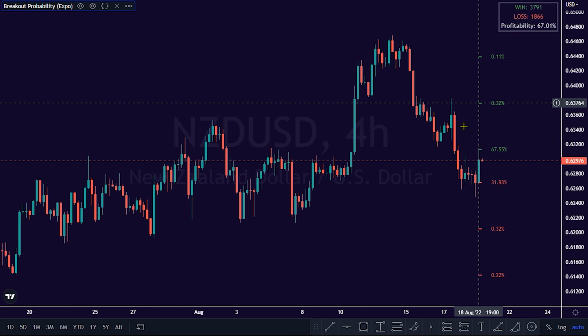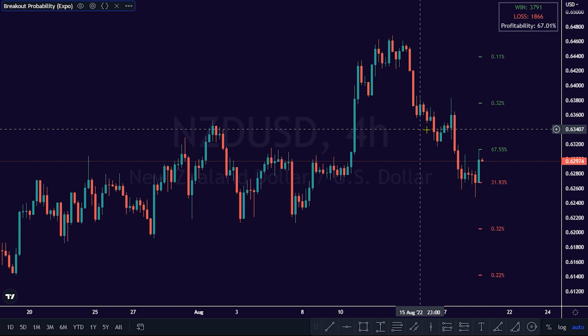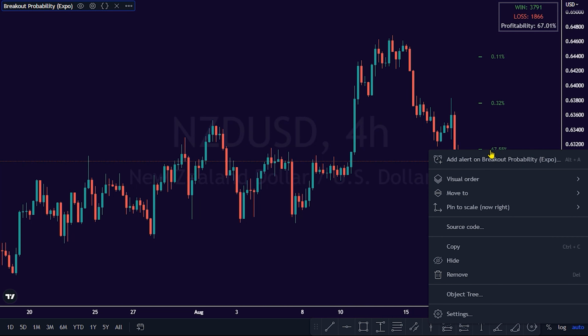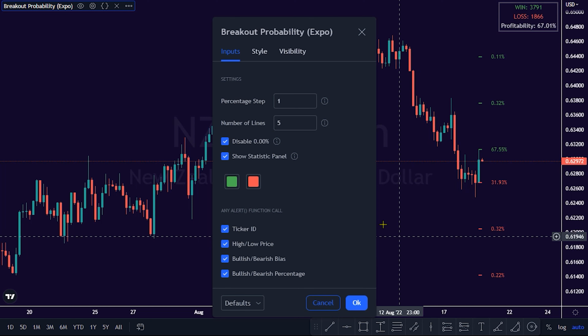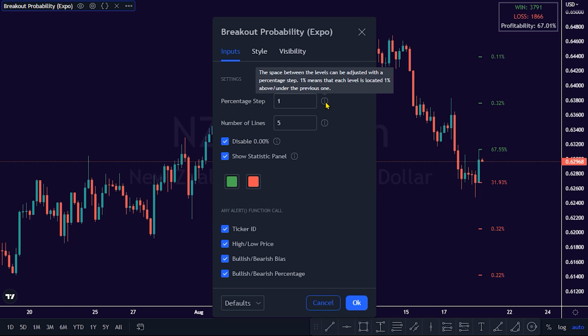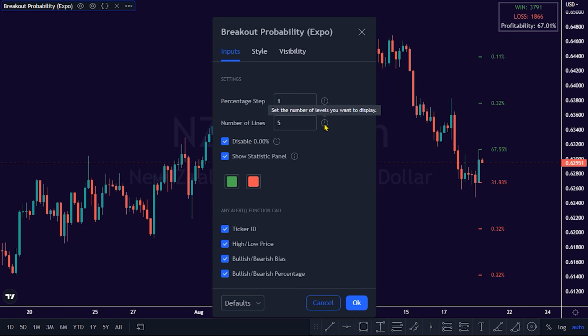Before we delve into how this trading indicator works, I need to explain some of its major parameter settings and functionalities. Under the input settings, that's the percentage step. This is the space between the levels. This can be adjusted with the percentage step of 1%, which means that each level is located 1% above or under the previous one. The number of lines shows the number of levels traders want to be displayed on the price chart.